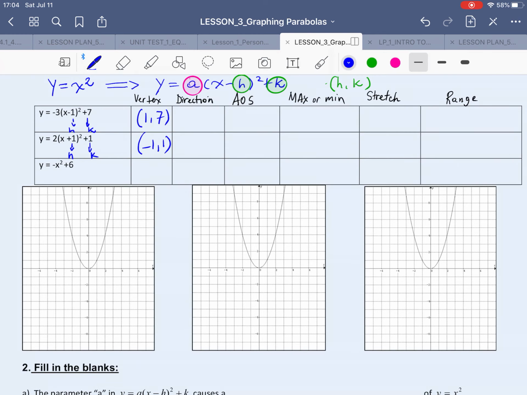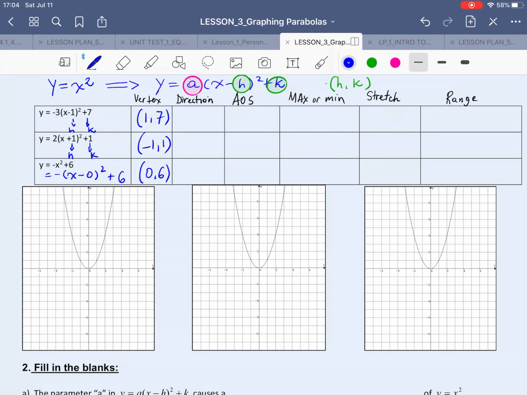In the next equation, we do not see h, but we can make it visible by rewriting it in an equivalent form. So we can either write minus or plus. I'll keep it minus to be consistent with the general form of the equation. And we have negative (x minus 0) squared plus 6. So the coordinates of the vertex are at (0, 6).